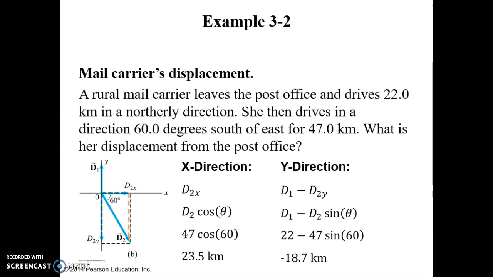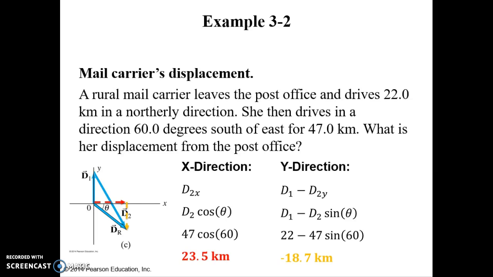We just added up all the vectors in the x and y direction separately to get 23.5 kilometers and negative 18.7 kilometers. What this means is you have the values for the components of your resultant vector. I'll bring up the resultant vector in the figure again so you know what I mean. 23.5 is the x component of the resultant vector, dr, and negative 18.7 kilometers is the y component. Can you see a right triangle formed with the components?